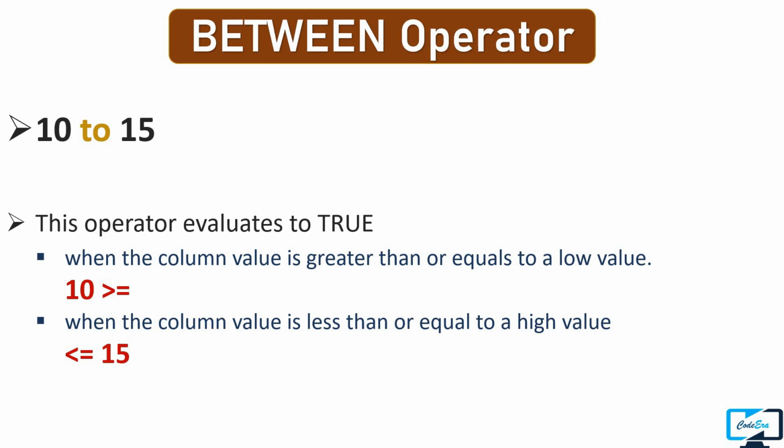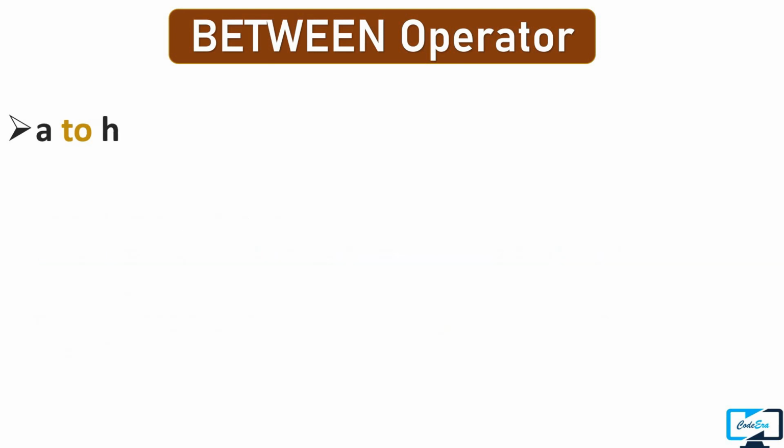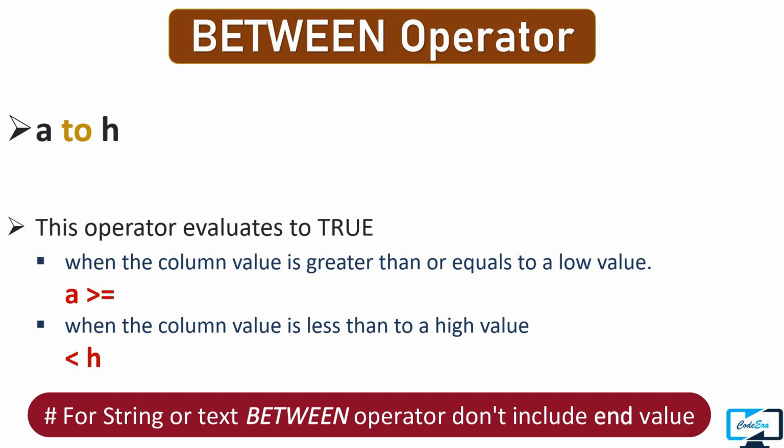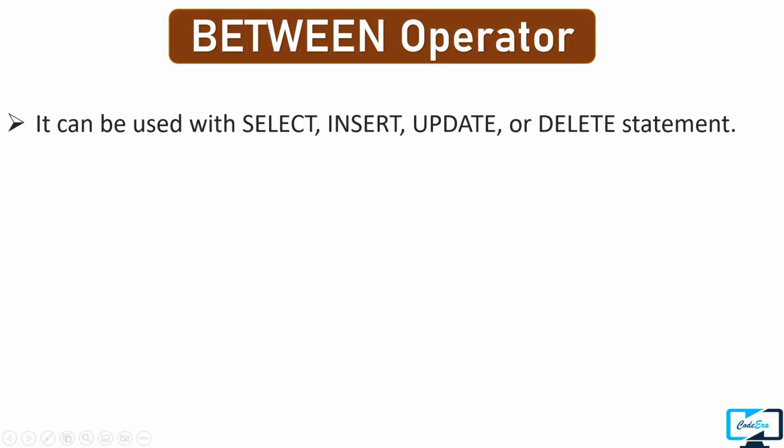But guys, here we have one exception, that is in case of text or string, the BETWEEN operator doesn't include the end value. So suppose your condition is BETWEEN A to H, then in that case it will filter the data which will have column value greater than or equal to A, and less than H, but it won't include the H. And you can use this BETWEEN operator with select, insert, update and delete commands also.